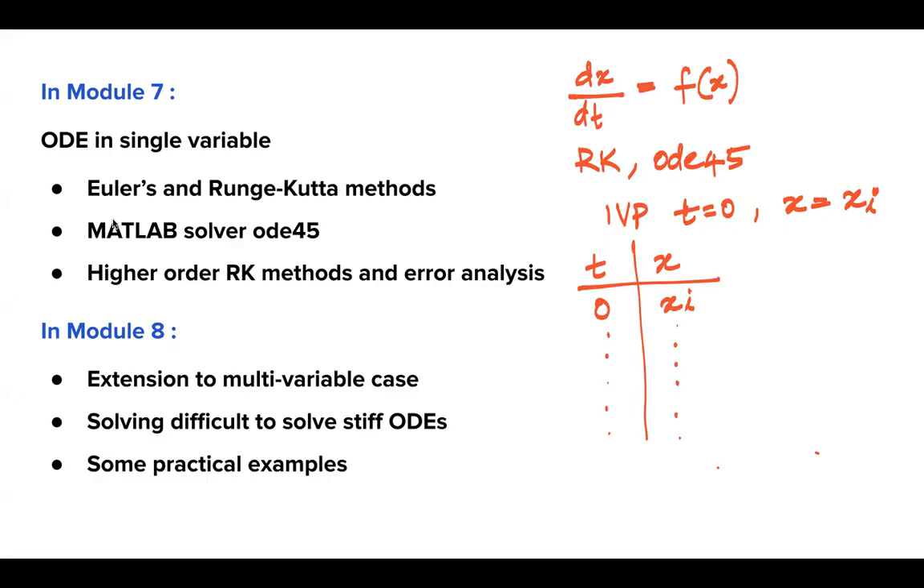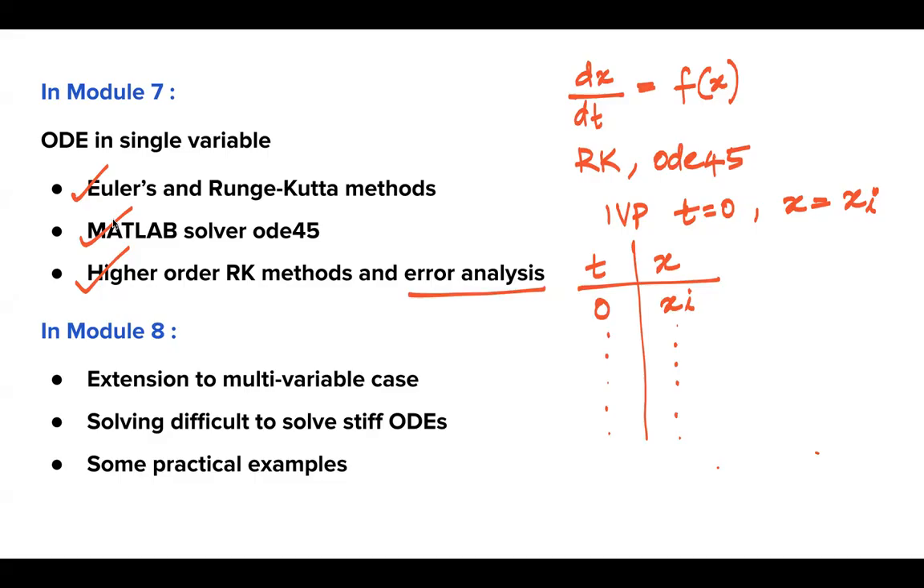So far we had discussed Euler's method and Runge-Kutta methods. We saw MATLAB solvers such as ODE45. There I also said that there are other solvers available like ODE23s, ODE15s, and other solvers also. We'll look into that this week. Next we saw higher order Runge-Kutta methods like Runge-Kutta fourth order and sixth order. And we also saw error analysis, that is how the error changes with respect to your step size h, and what the global truncation error and local truncation error are. This is what we saw in the previous week.